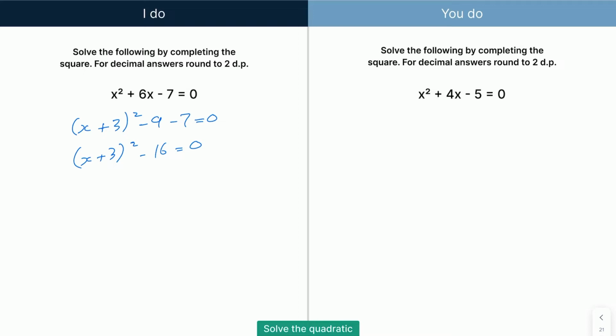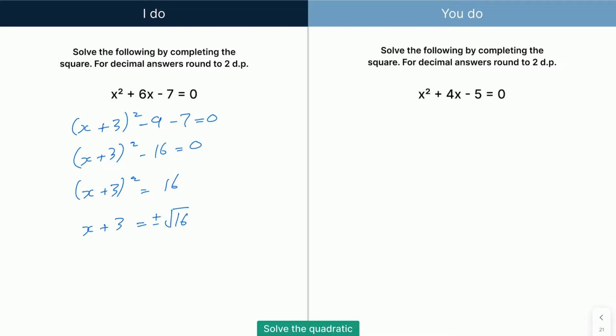Okay, so now to solve this, we're going to move the 16 over to the other side. So that's x plus 3 squared is equal to 16. We are now going to square root both sides to get rid of the square. So that's x plus 3 is equal to square root 16. Now this is where people tend to make a mistake. When you square root a number, you end up with 2 answers, a positive and a negative. So you need the plus and the minus there.